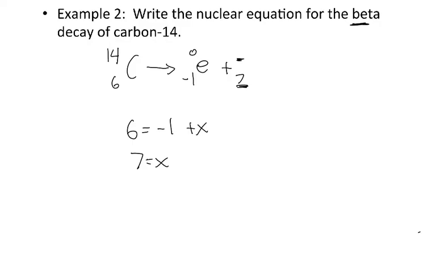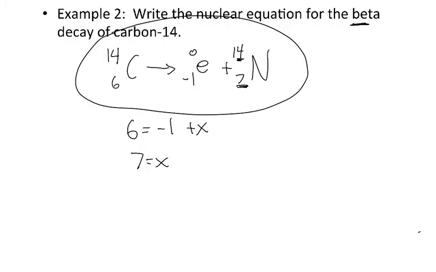And then the mass number is easy, right? It's not going to change because I've got this 0 here. So I'm still going to have a 14 up top. And so take a second, go to your periodic table and see what element has atomic number 7. All right, and hopefully you discovered that that was a nitrogen atom. So here's the nuclear equation for the beta decay of carbon-14.